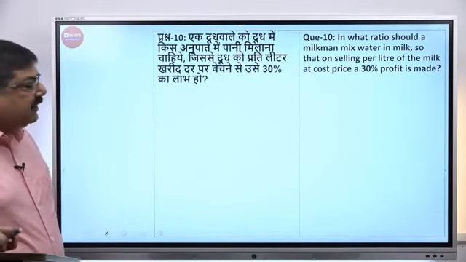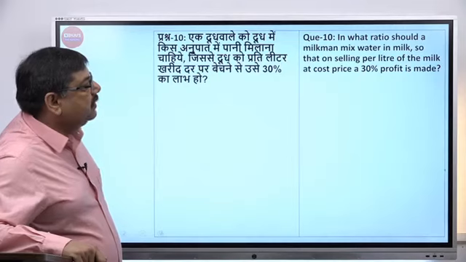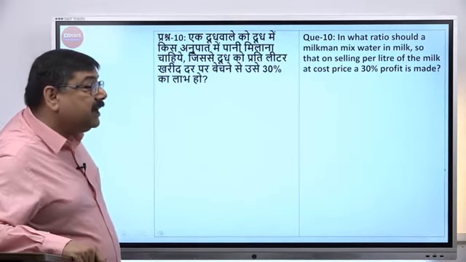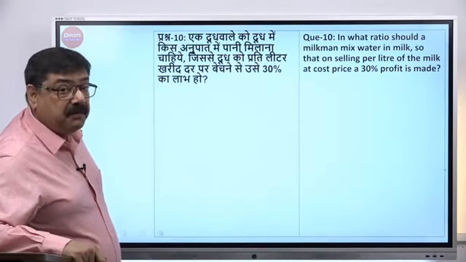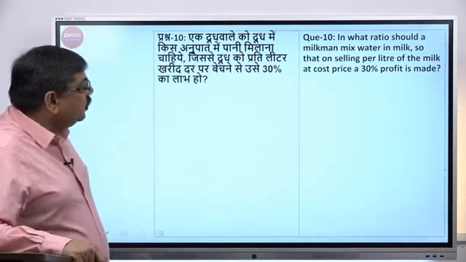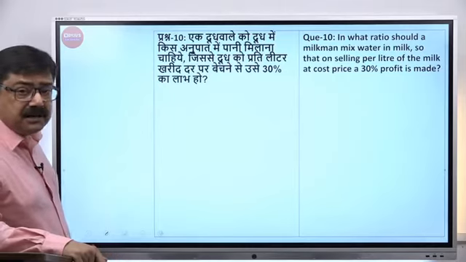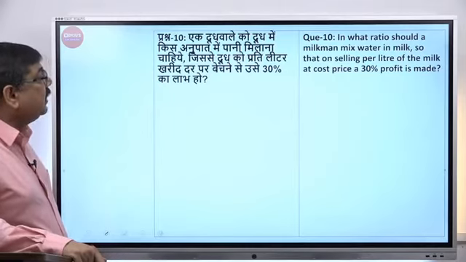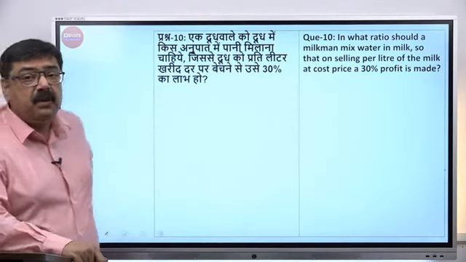Please solve this. Be very fast. In what ratio should a milkman mix water in milk so that on selling per liter of the milk at cost price, a 30% profit is made? एक दूध वाले को दूध में किस अनुपात में पानी मिलाना चाहिए? वैसे तो पानी नहीं मिलाना चाहिए, लेकिन फिर भी अगर मिला रहा है तो किस अनुपात में मिलाए जिससे दूध को प्रति लीटर खरीद दर पर बेचने से उसे 30% का लाभ हो.